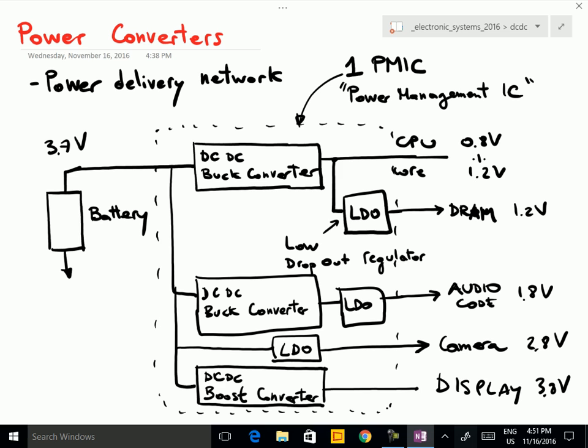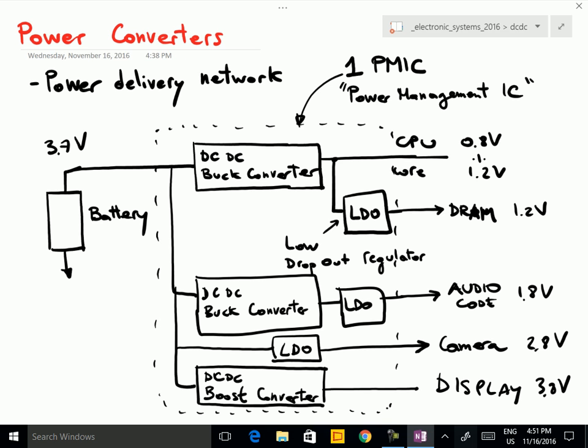So what I want to do now is look at the basics of the operation of the buck converter and of the boost converter, how they are done today, and how they work. Okay.